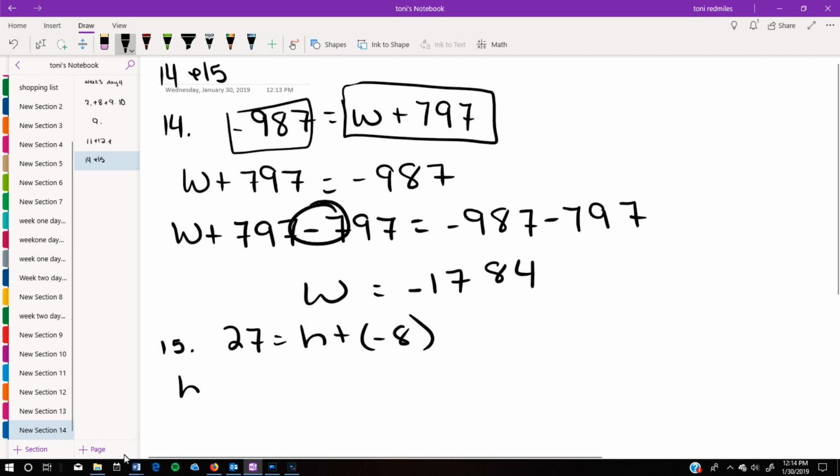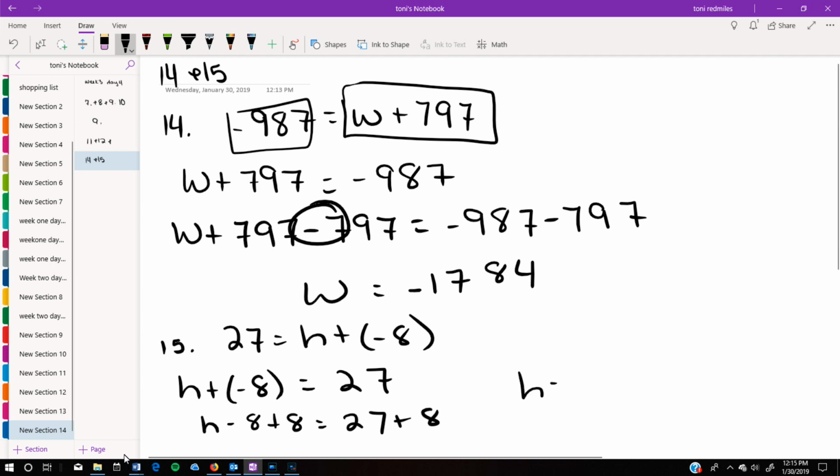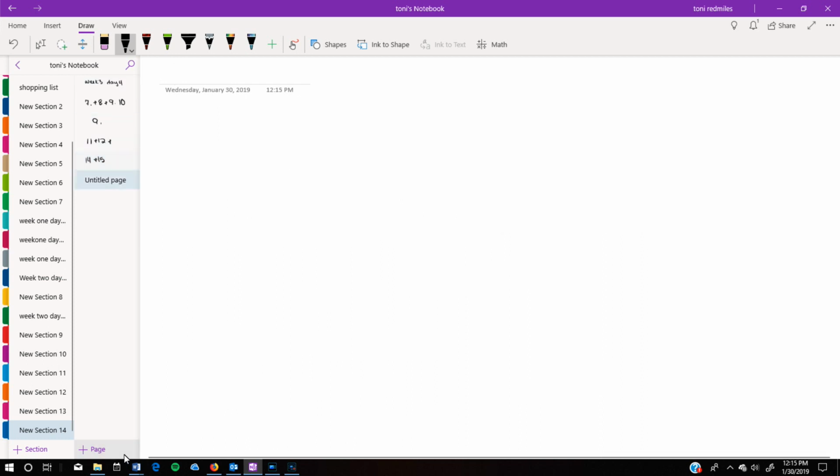All right, I want to flip-flop the sides because I don't like the way it's written. Got a double sign, need to fix that, okay? To get rid of a negative 8, I got to add an 8 because it's the opposite operation. And h is going to equal, after that turns to 0, 35. Five more questions.